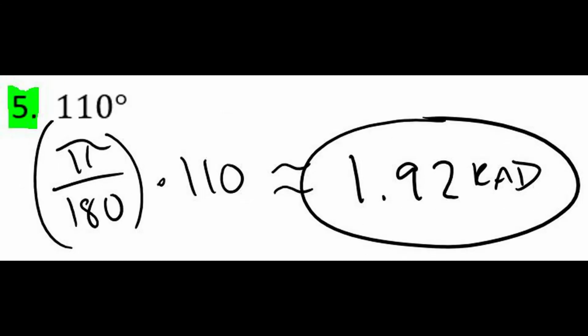Let's look at number 5. Number 5 says we have 110 degrees. How much is that in radians? Well, in exact form, it would be 110 pi over 180. You could reduce that, divide both by 10, so it would be 11 pi over 18. If you do 11 pi over 18 and plug it into a calculator, you get 1.92, and that's in radians, so I wrote rad after that, okay?